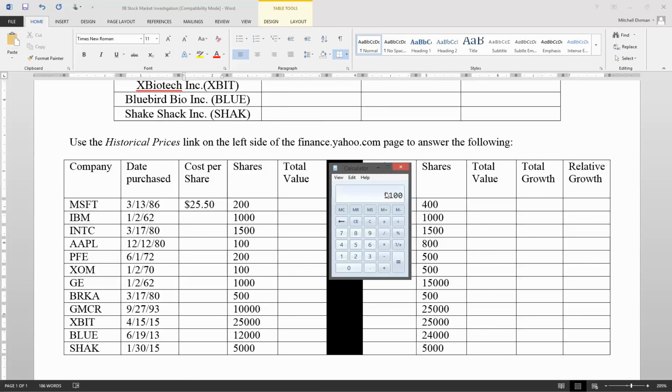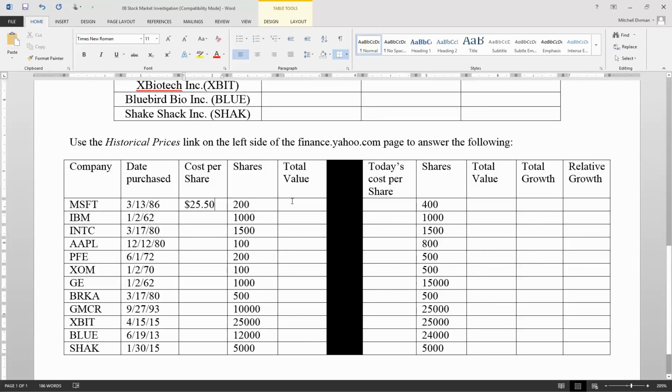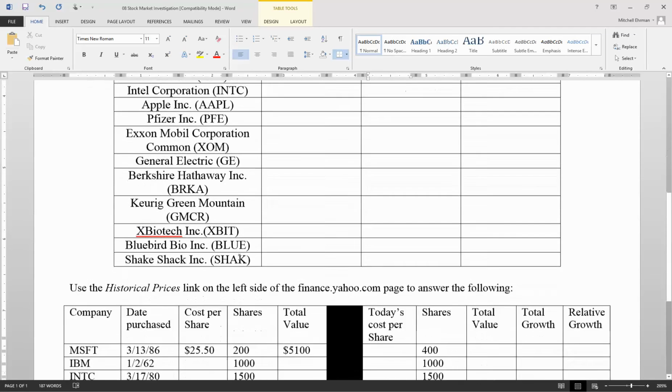Here's a trick for you. If you press Control-C to copy, or if you choose Edit Copy, you can then paste that number into the Word document. And that might save you some time while working today. If I bought 200 shares at $25.50 per share, I would have spent $5,100, or that's what the value would have been in 1986.